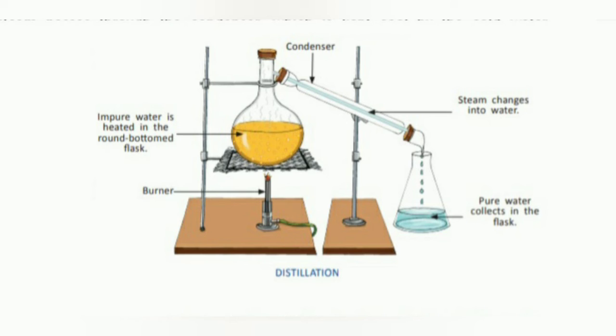Then the steam passes through the condenser. The condenser is kept cool by cold water circulating in it. So in the condenser, the steam changes into water again. Condensation occurs here. Condensation means changing water vapors to water.